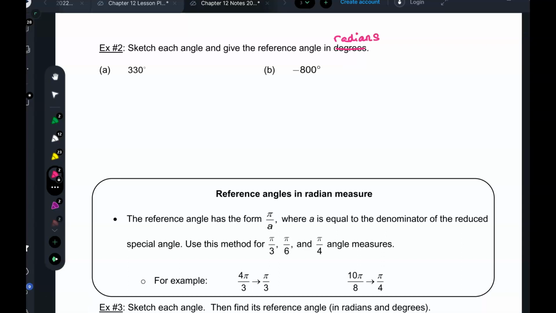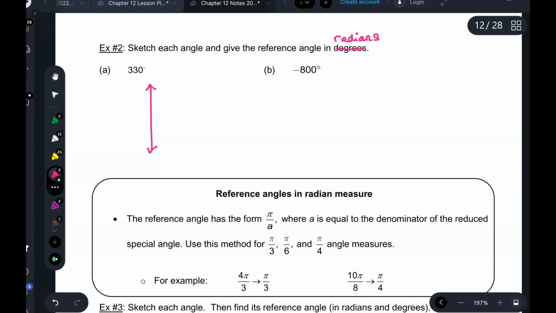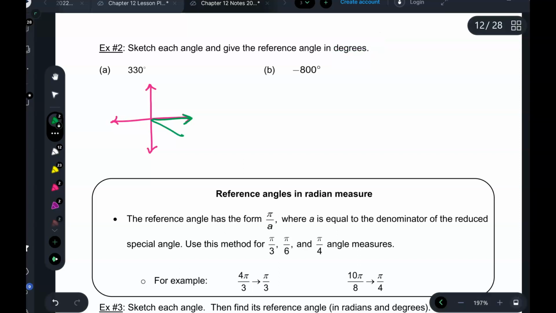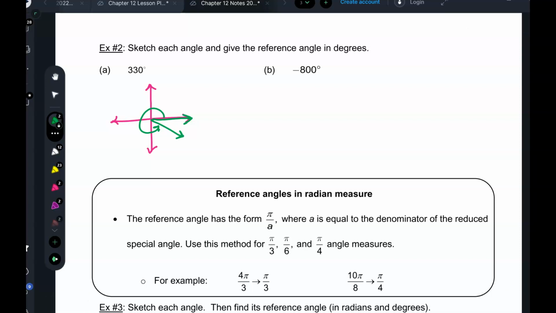Okay, 330 degrees, so let's sketch it. I'll make an axis, and I'm going to trace over my x-axis for my initial side. Where will 330 degrees go? Actually, this was fine. There was no typo. It is in degrees. But you don't even need to draw it. It's just 30. So there's my angle of 330. So my reference angle theta is 30.